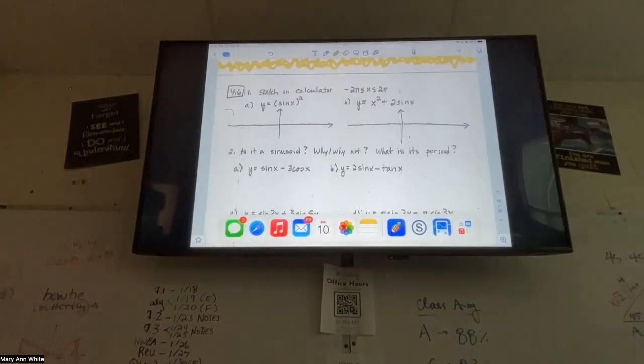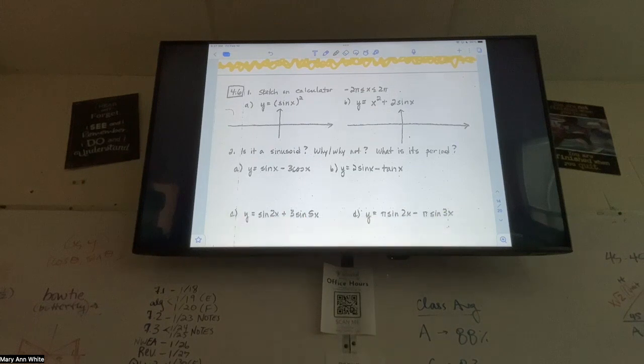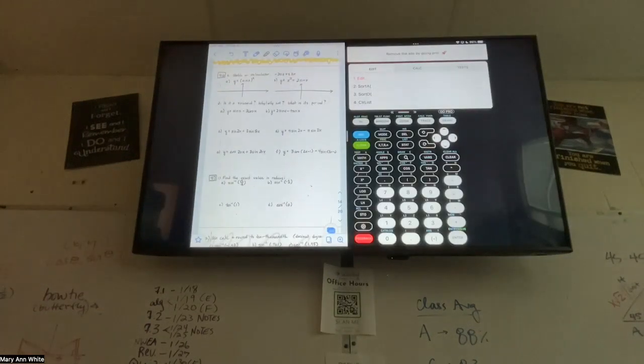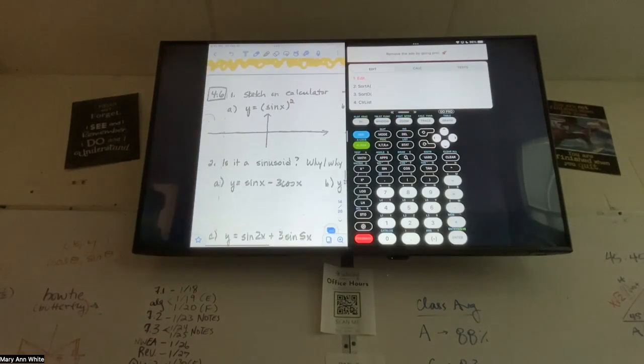All right, so again, we're learning this a little out of order. You don't really need to worry about it until after the 4-1-4-5 test, but I just want to keep it moving along. The first thing I want to do is sketch this graph on the calculator. We're going to sketch two graphs, and then talk about a new vocab word, sinusoid. And we're going to do a couple of things with that.